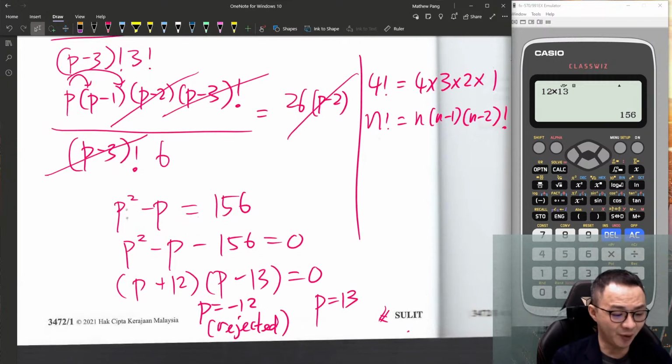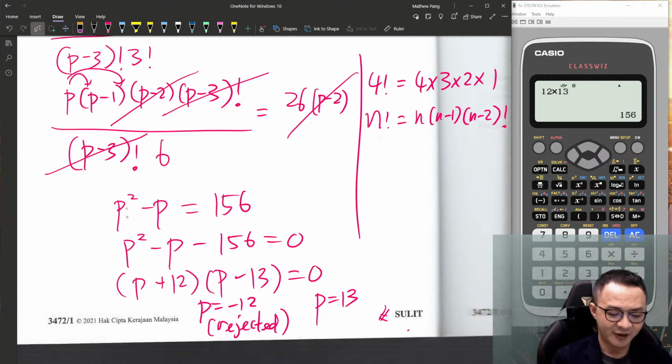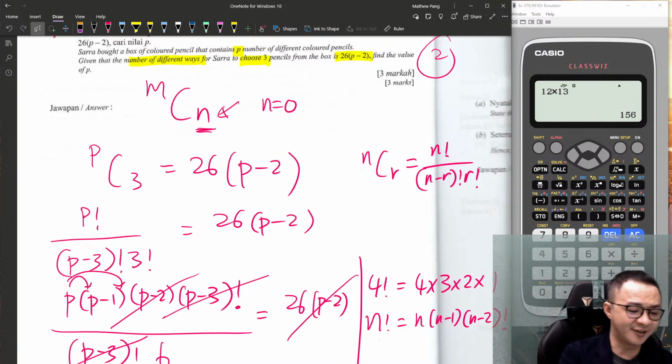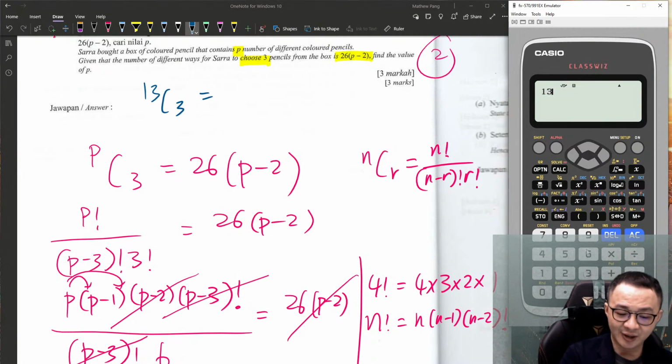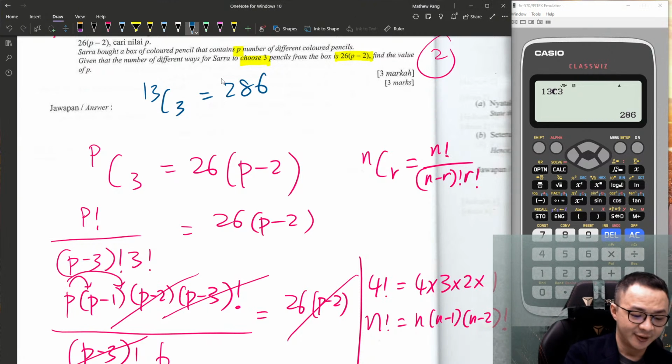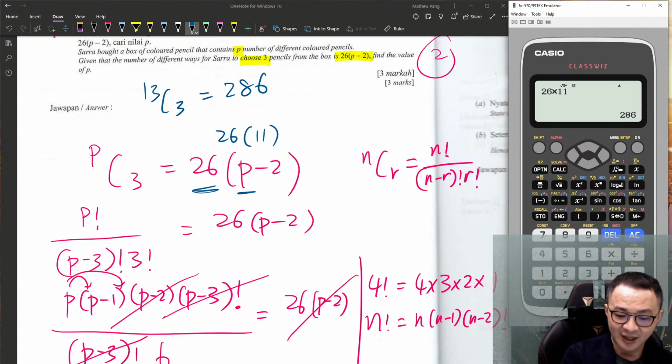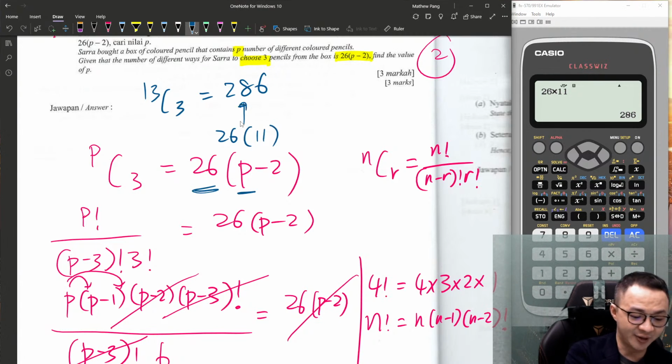And sometimes you can actually check your answer. If p is 13, you believe it is the answer, right? That means you insert into here, you should get what you want. Let's say I try 13C3. Type in the calculator 13C3, I should get 286. So if here p is 13, 26 times (13 minus 2), which is 11, so 26 times 11, I get 286, which is exactly the same as this one. Then I am very confident my answer is correct.